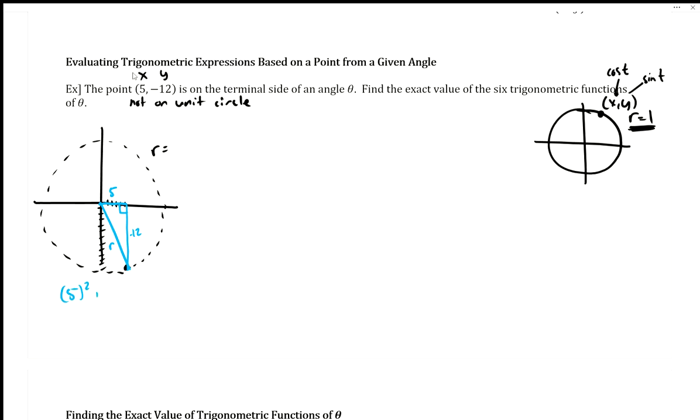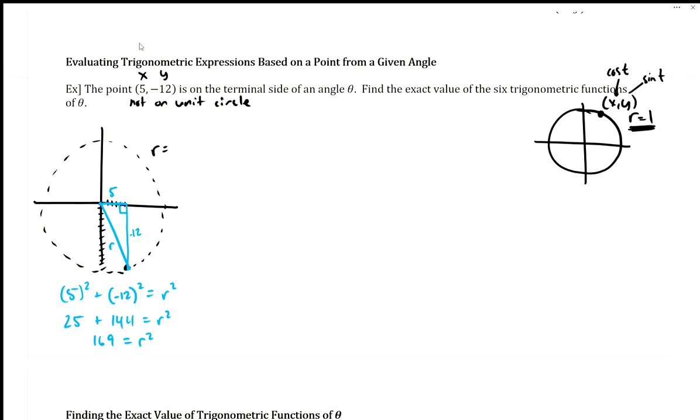So 5 squared plus the -12 squared would equal that r squared. 5 squared is 25. -12 squared is positive 144. Okay, so that's where you got to be careful with the negative too. Negative squared is a positive number. And then it simplifies to be 169 is r squared.